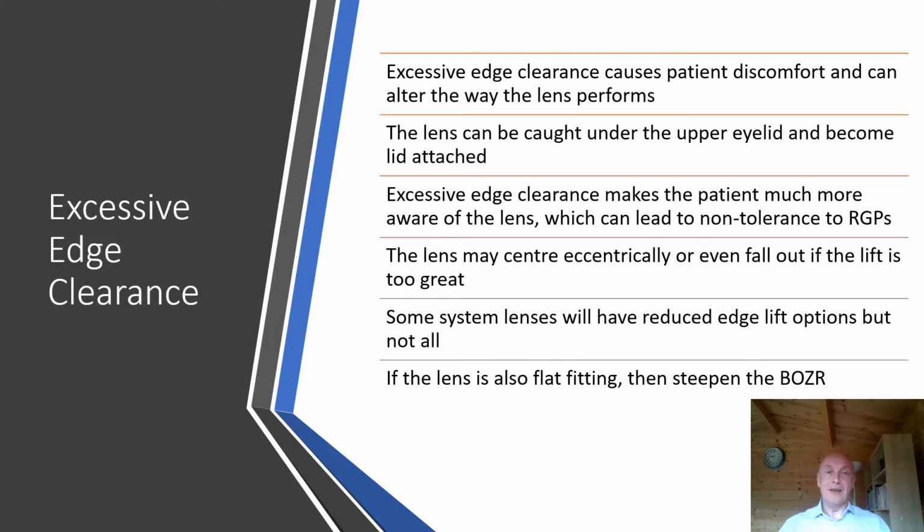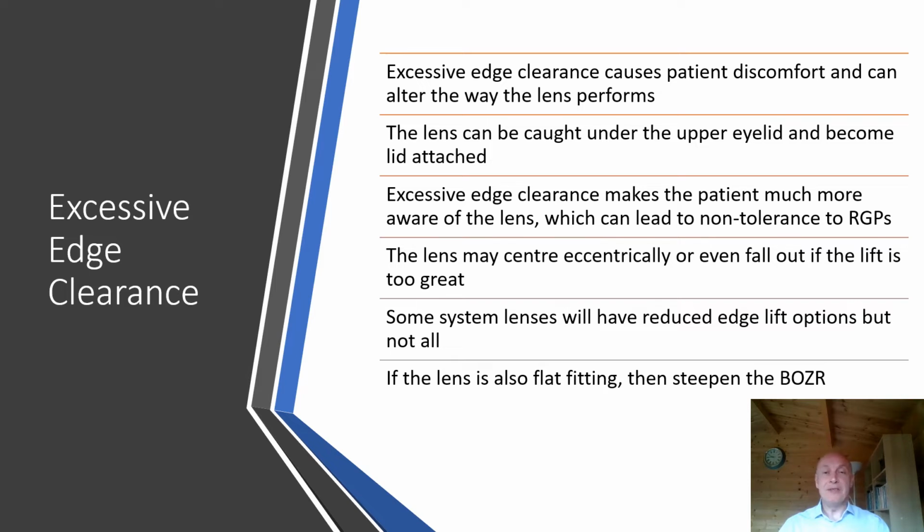This can also alter how the lens performs. So the lens can then start to move excessively. It may become attached under the eyelid, and we have a lid attached design. This can cause corneal trauma, discomfort, excessive movement, which can really lead to our patient becoming non-tolerant to the corneal GPs that we're fitting. In some extreme cases, if we have excessive edge clearance, the lens may not center accurately. The lens may even fall out if the lift on the lens is too great. And the action of the lids closing can sometimes cause the lens to fall out completely.